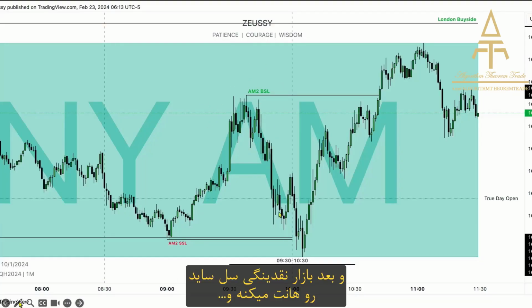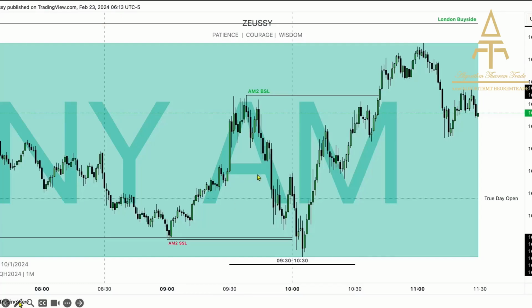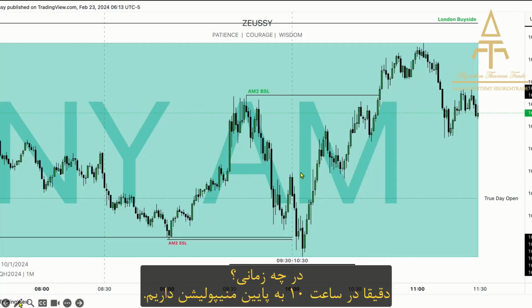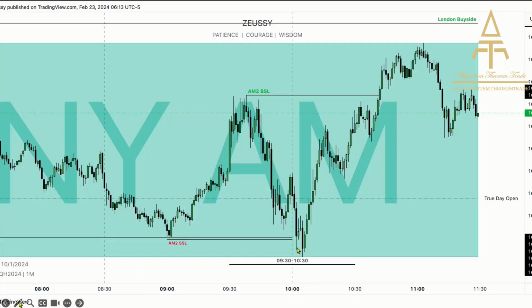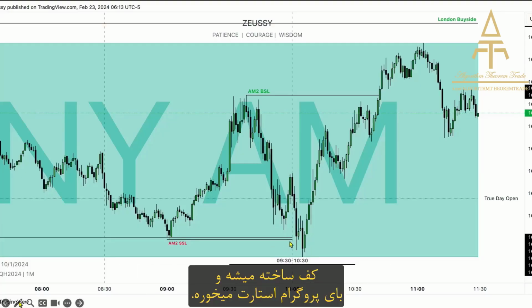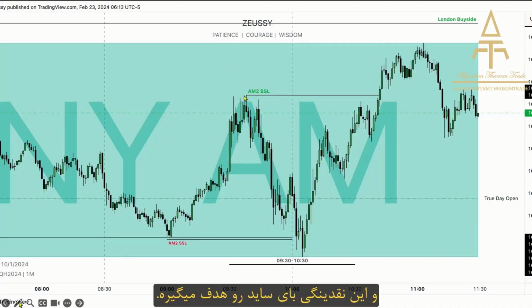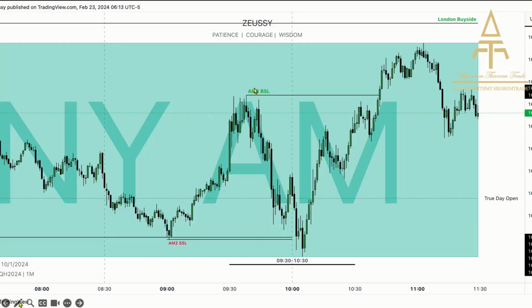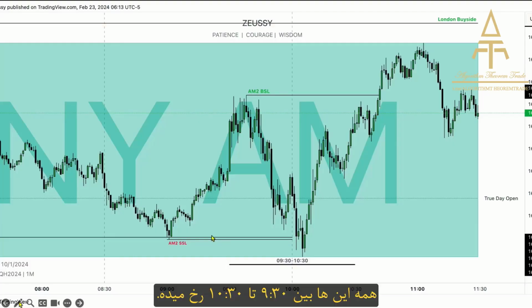Market distributes lower into what? Into the sell side liquidity below this low and below the London sell side. But at what time? At exactly 10 AM, the manipulation begins. Lower, low forms, buy program unfolds, targeting the buy side liquidity above this high. Again, this is all occurring between 9:30 to 10:30.